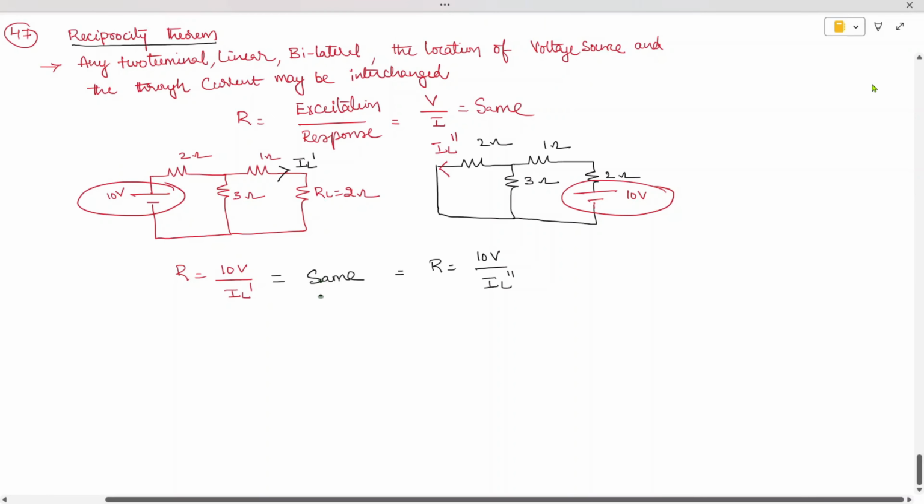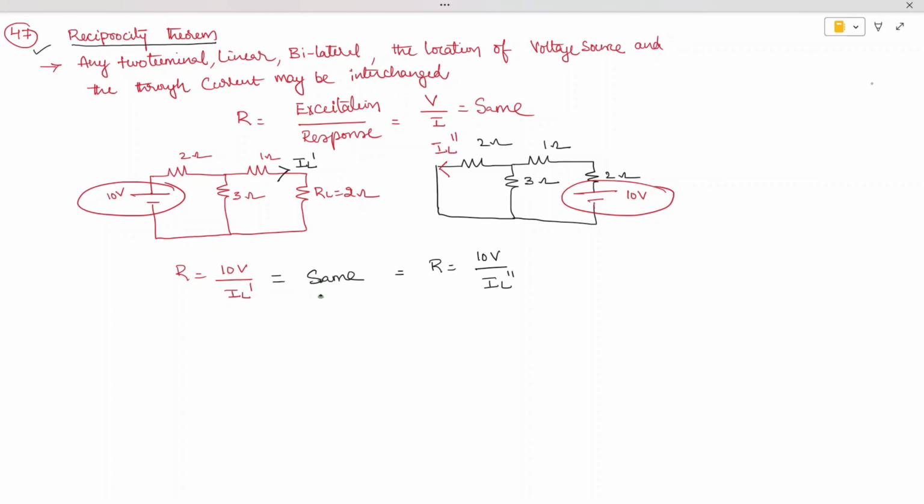Today we are going to discuss the reciprocity theorem and its importance, and we will be solving two problems from reciprocity theorem to understand it better.